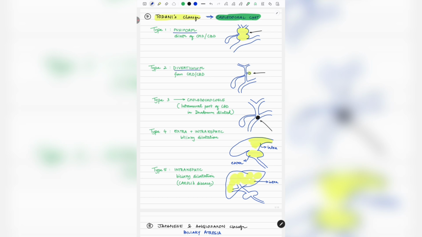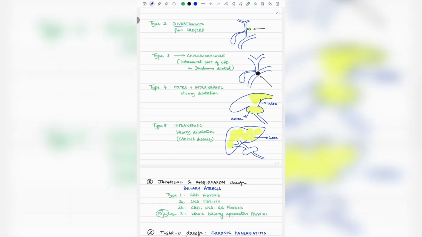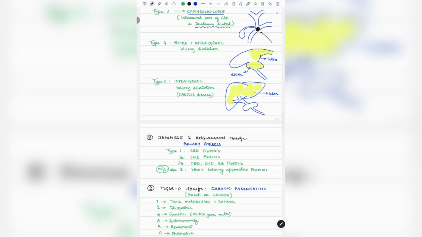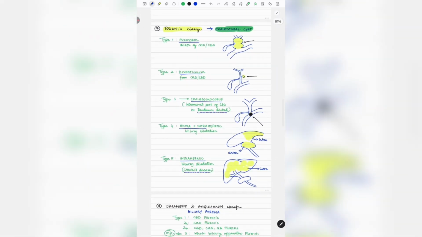Type 2 is diverticulum formation in the common bile duct or common hepatic duct. Okay, one more is type 3, choledochocele, where the intramural part of the CBD in the duodenum is dilated. Type 4 is extra plus intrahepatic biliary dilatation. Type 5 is intrahepatic alone. Okay, it is also called Caroli's disease. Don't forget. I think this classification is very familiar for you people, right?